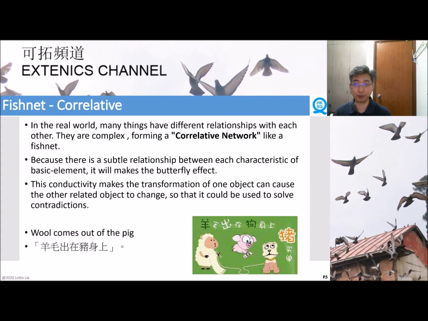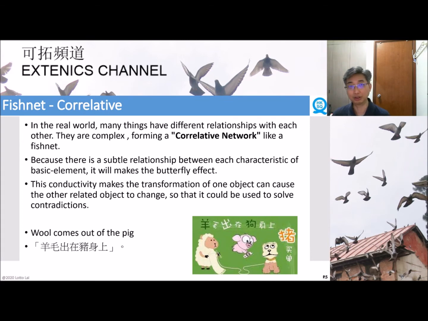Because there is a subtle relationship between each characteristic of the basic elements we explained before, it can make a butterfly effect. This conductivity makes the transformation of one object cause other related objects to change, so it can be used to solve contradiction problems through the correlative network. Change the basic element characteristic, and through the conductive effect, affect another object.